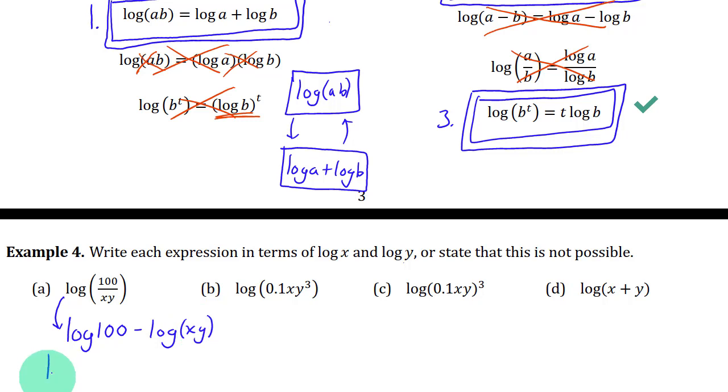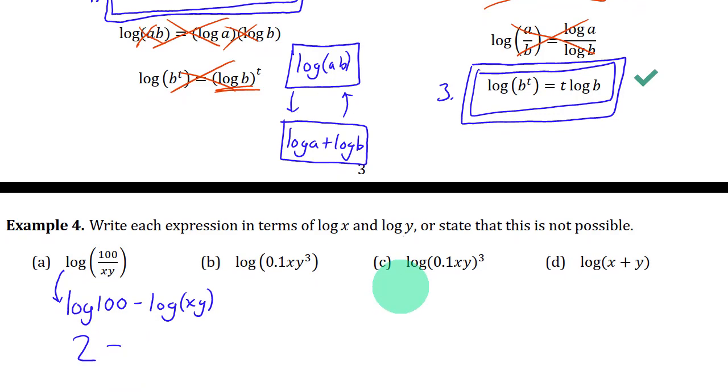So this is going to turn into log of 100. Oh, which, by the way, what's log of 100? Let's do that too. What is the exponent of 10 that results in 100? That is 2. So log of 100 is just 2. And then we have minus this whole thing here. So that whole thing is going to turn into log of x plus log of y.